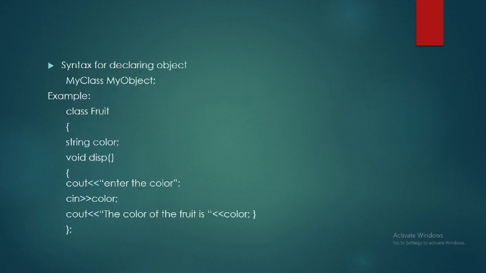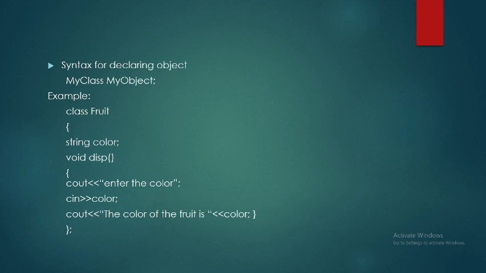The syntax for declaring an object is you use the class name, space, the object name. Here you create an object of the class MyClass. For example, here Fruit is the class and it has a data member, the color, and then the function void display. Here you take the input from the user, that is the color, and then you output the color in the sentence: the color of the fruit is whatever you get from the user.